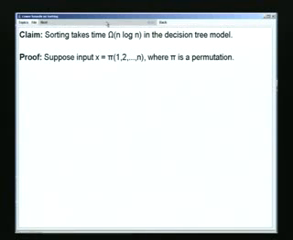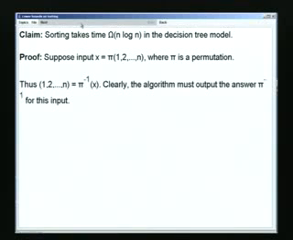So we are going to start with a certain input x. Remember, x is the sequence x1, x2, x3, and let us suppose we have a sequence x which is a permutation of the sequence 1 through n. A permutation is just a rearrangement of that sequence. So x is pi of this. What can we conclude from that?